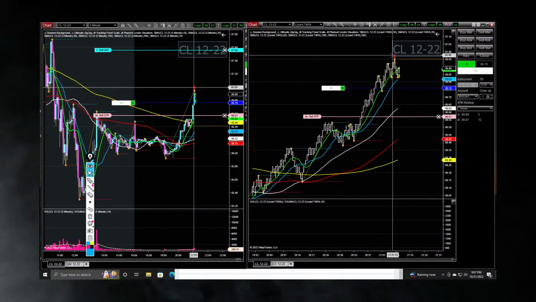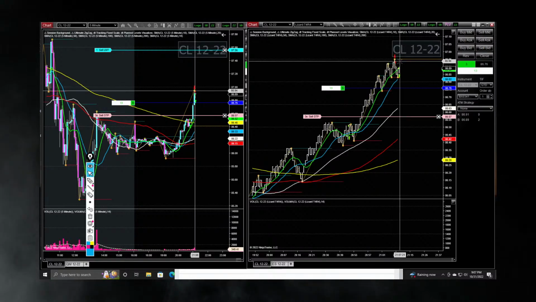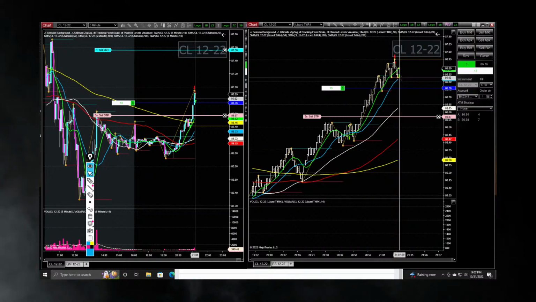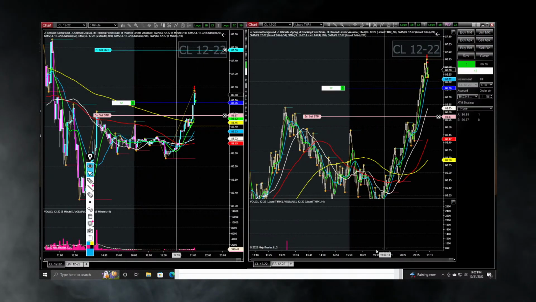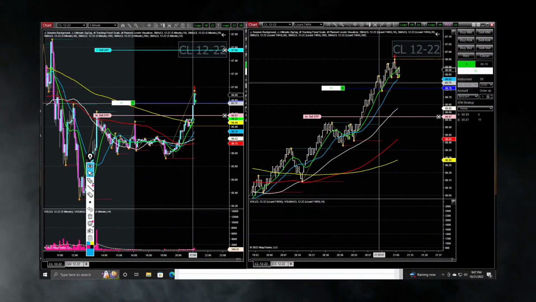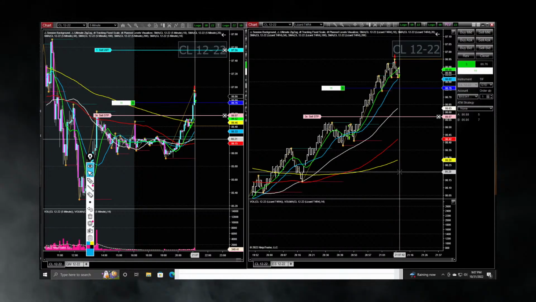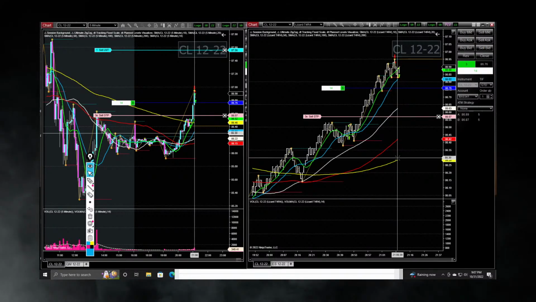And we're entering really on this pullback of the Renko down to this 8 period, 20 period moving average zone. Pretty standard setup that we got right there. And that's on the kind of nice spread out wavy pattern that we get on the simple moving averages.